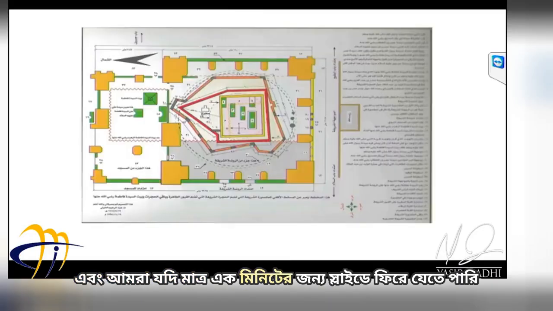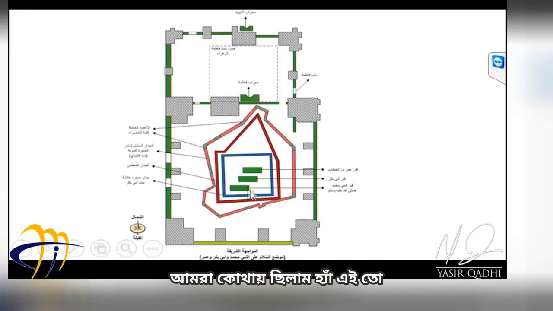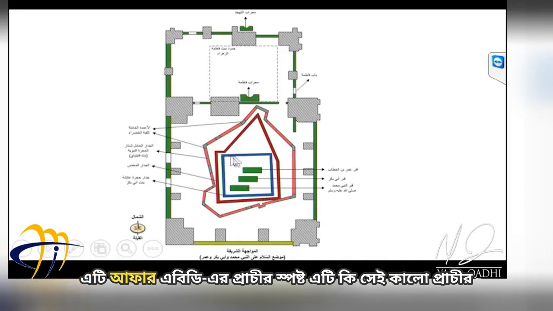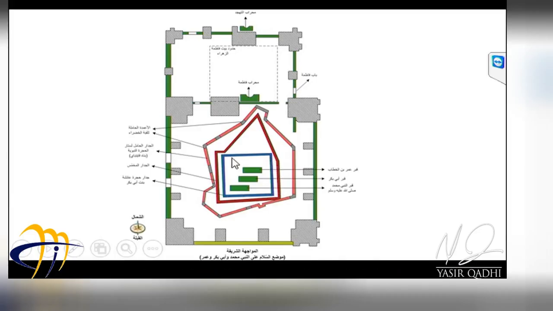And if we can go back to the slide for just 1 minute, and then I'll come back to me. Hold on a sec. Yeah, here we go. This is the wall of Umar ibn Abdul Aziz. Clear? This is that black wall. It's in your slide is blue over here. This is that black wall that was done in the time of Umar ibn Abdul Aziz. Now, stay on the slide. Don't come back to me.